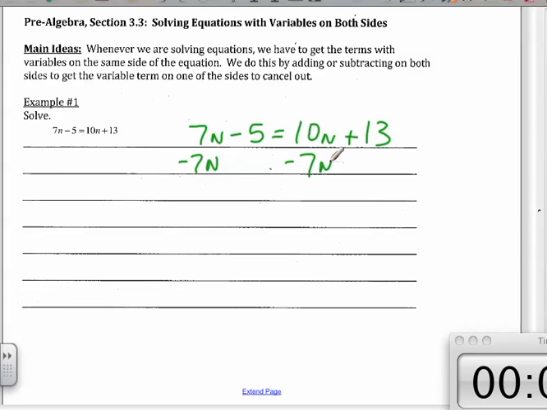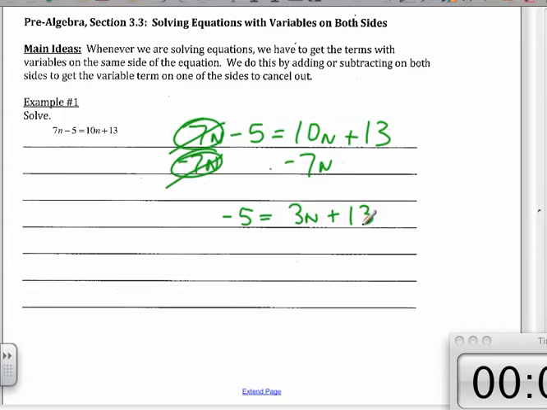I can do that. I can do anything I want to an equation as long as I do it on both sides. Okay? So I'm going to subtract 7n. I like that because these two just cancel out, and I'm left with minus 5. Now, that variable disappeared on the left side. It changes the one on the right, though, Miles. 10n minus 7n, I get 3n plus 13. Now, this looks like problems that we did last night.